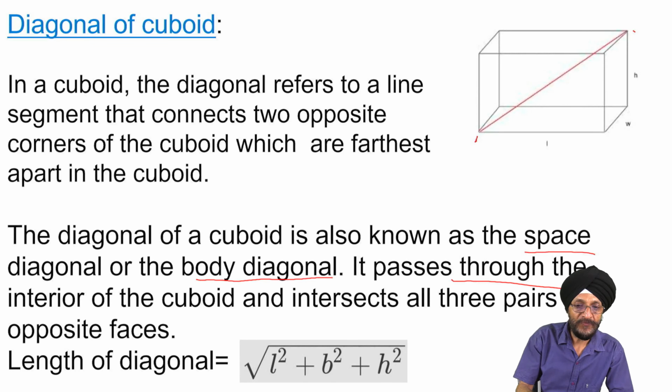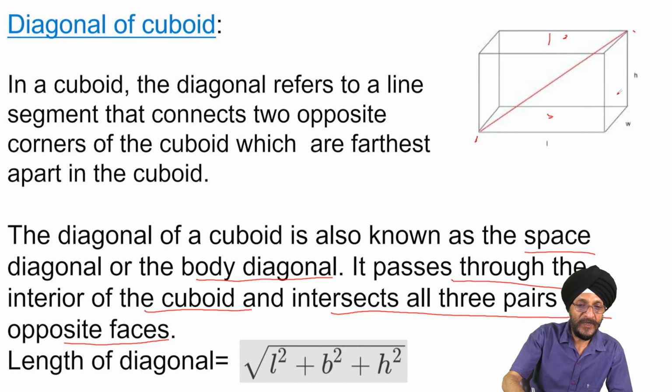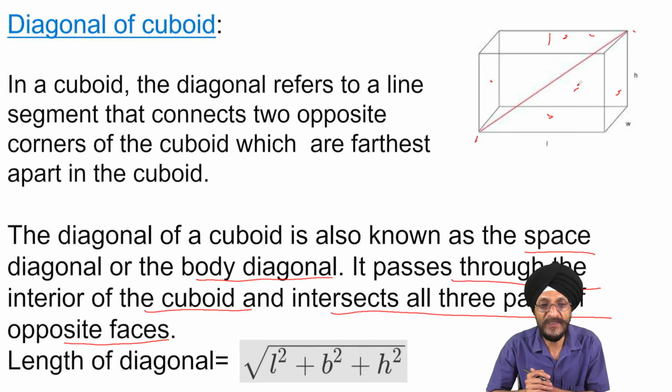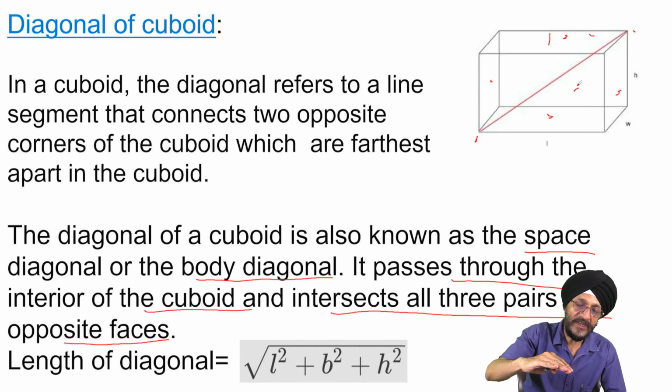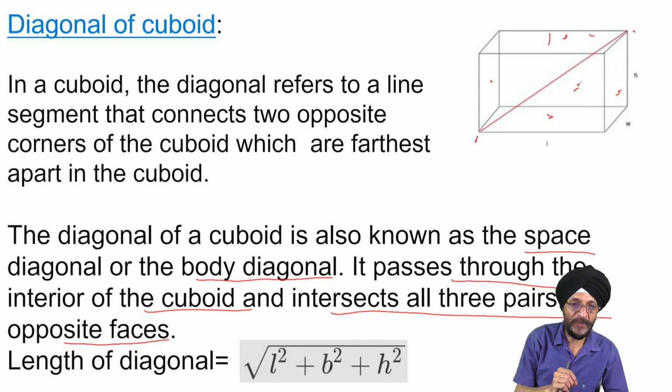It passes through the interior of the cuboid and intersects all three pairs of opposite faces. You can see here this is one pair of opposite faces, this is the second pair of opposite faces, and this will be the third pair. Now this diagonal passes through all these three pairs of opposite faces.